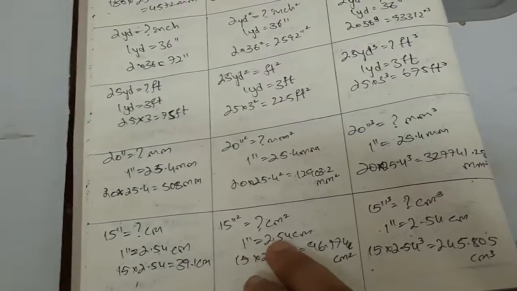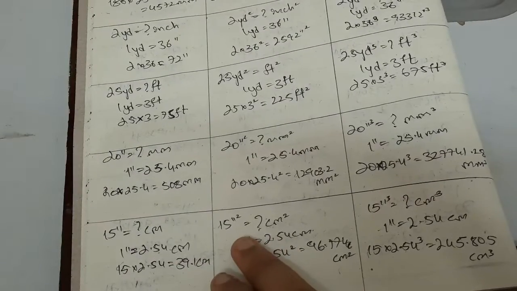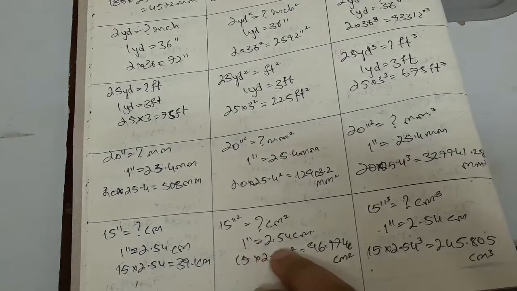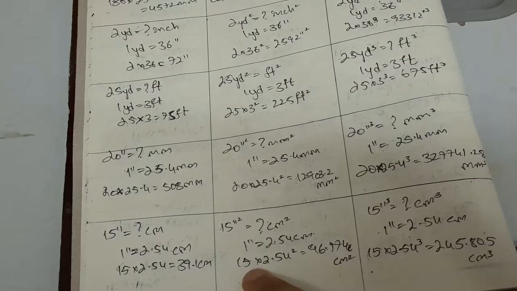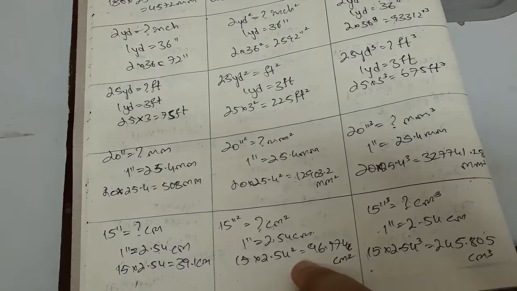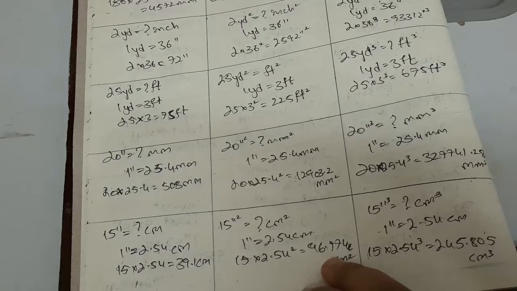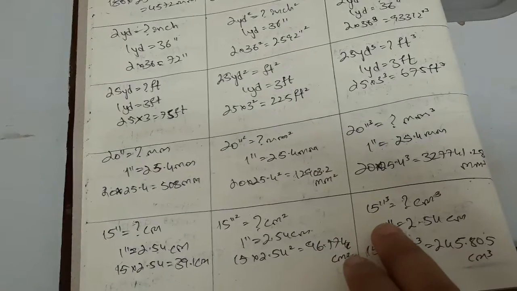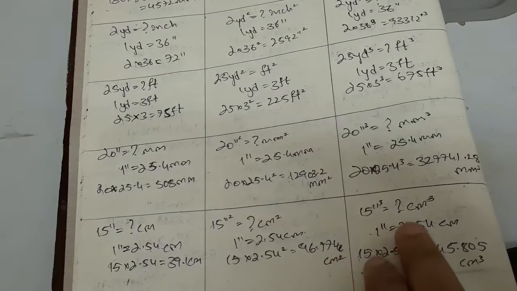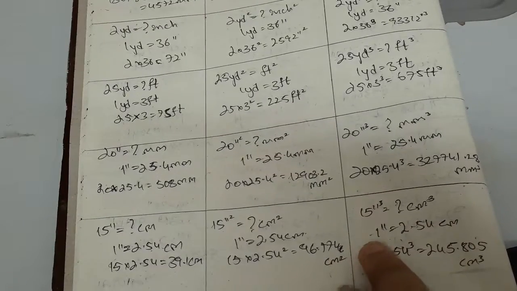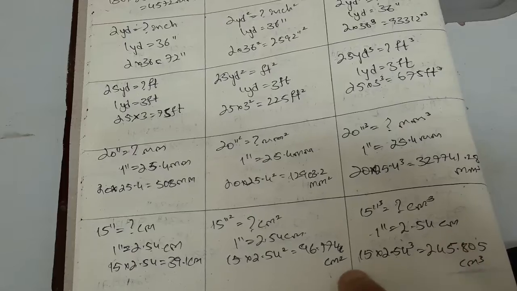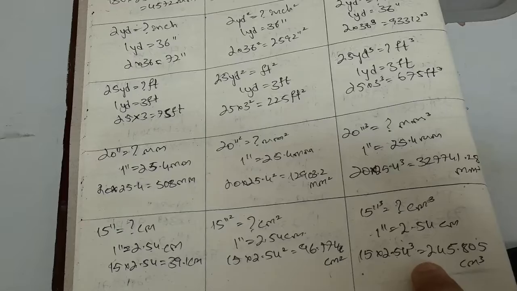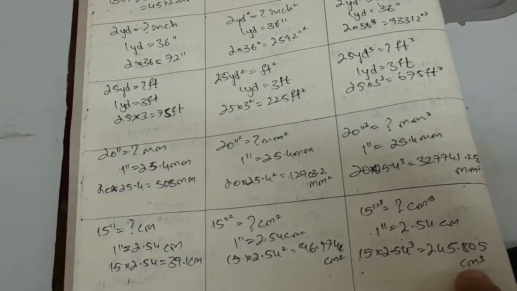Now coming to a second dimension, we have 15 inch square is equal to how many centimeter square? Since 1 inch is equal to 2.54 centimeter, we have 15 into 2.54 square, which gives us 96.774 centimeter square. Now coming to our next problem, we have 15 inch cube is equal to how many centimeter cube? Since 1 inch is equal to 2.54 centimeter, we have 15 into 2.54 cube, which gives us 245.805 centimeter cube.